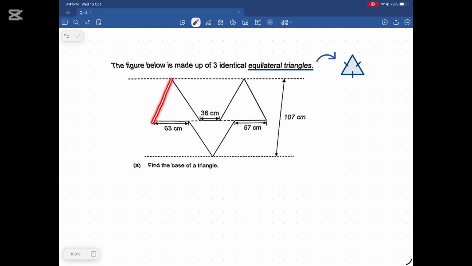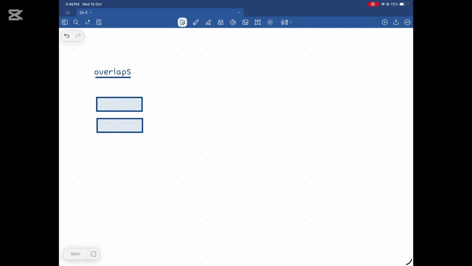So the diagram shows 3 triangles, identical triangles, and they are overlapping slightly at 2 parts. In math, what does overlapping mean? Now let's take a look at what overlap means in mathematics. Here I have 2 identical rectangles. Let's give a length of 7 to both of them.